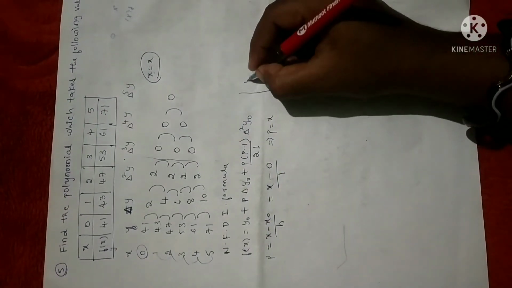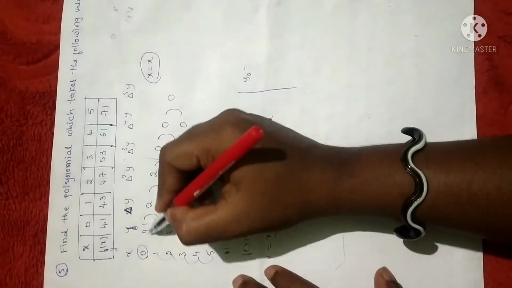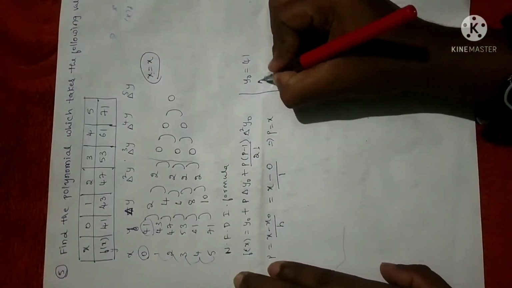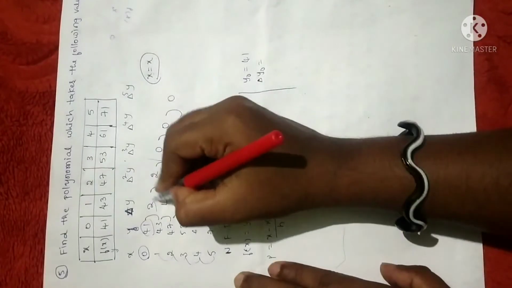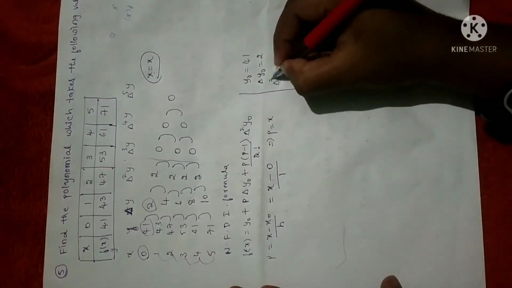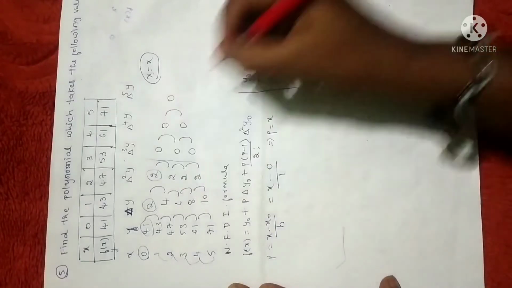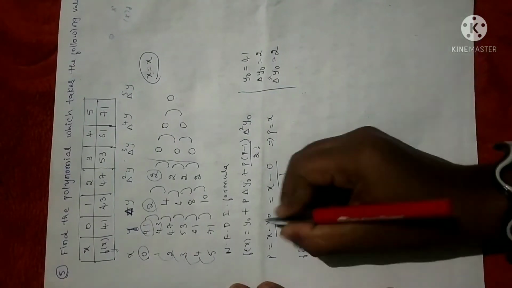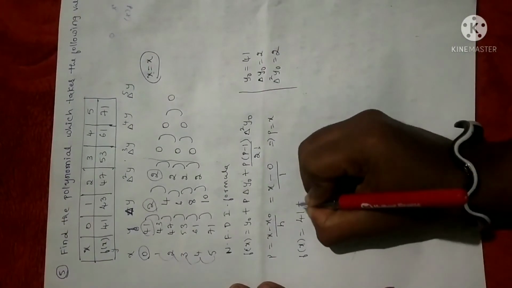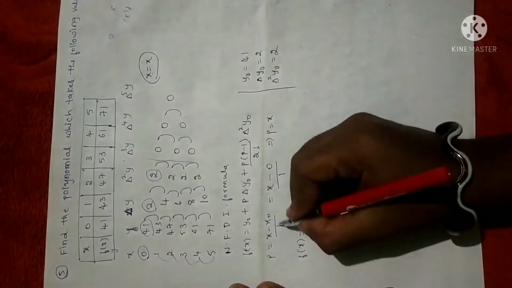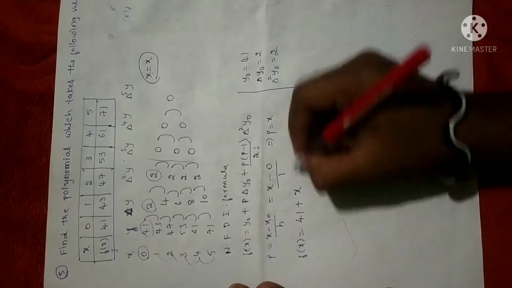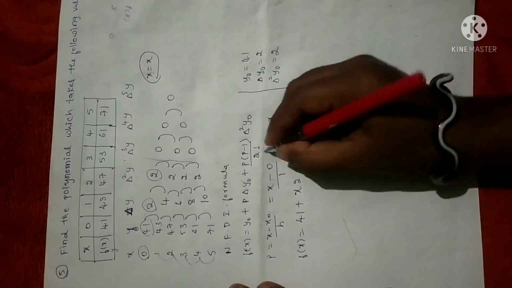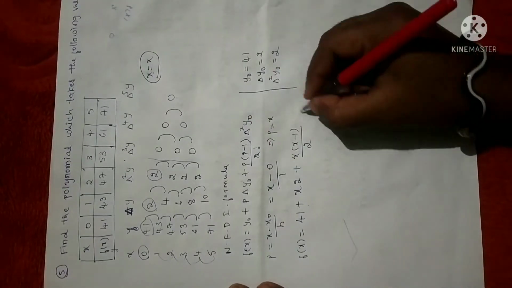Now let me make a list. Y naught is the first value of y, it is 41. Delta y naught is the first value of delta y, it is 2. Similarly, delta square y naught is the first value, again it is 2. Remaining is 0. Now with this let me substitute. So you will get f of x is equal to y naught, which is 41, plus p value, which is x, into delta y naught, which is 2, plus p value x into x minus 1 divided by 2 factorial, which is 2, into delta square y, which is 2.